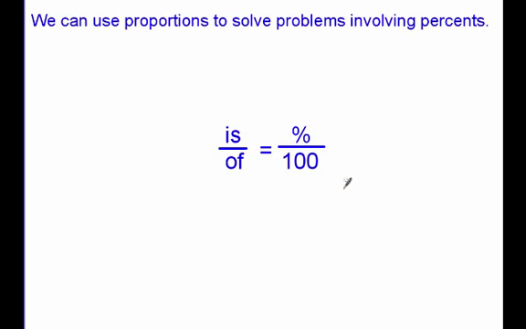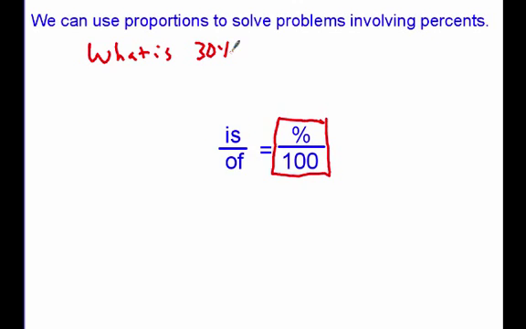We're always going to have one half of our problem be percent over 100. Always going to be there. The other half I have is "is over of." Now, is over of, okay. If I asked you something like, what is 30% of 90? Well, I could set up a proportion to solve this.